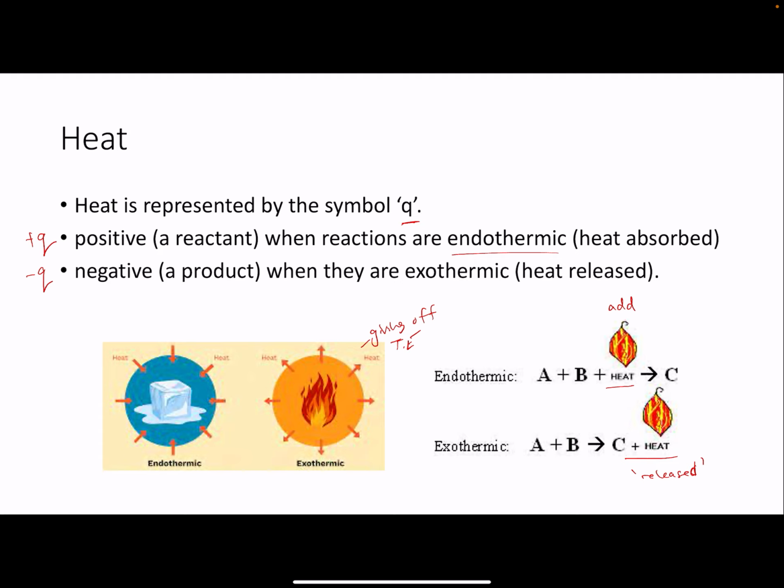There's really nothing in between. Even if something doesn't feel like it changes temperature, there will be a small energy change associated with it. And whether it's positive or negative, we'll look at that mathematically.